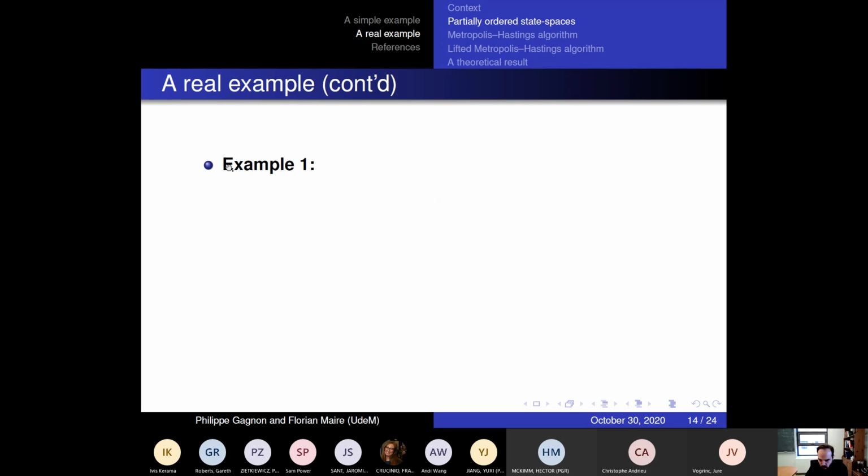So just to be 100% clear about why this is partially ordered, I will give you two examples. So in the first one, you have this model, 1, 0, 0, 0. So only the first covariate is included. And y, you have 1, 1, 0, 0, 0.